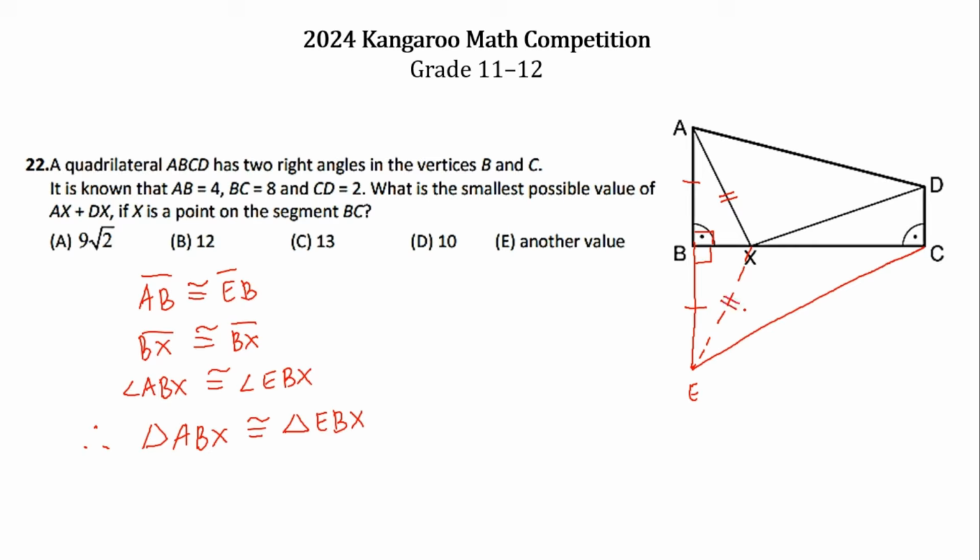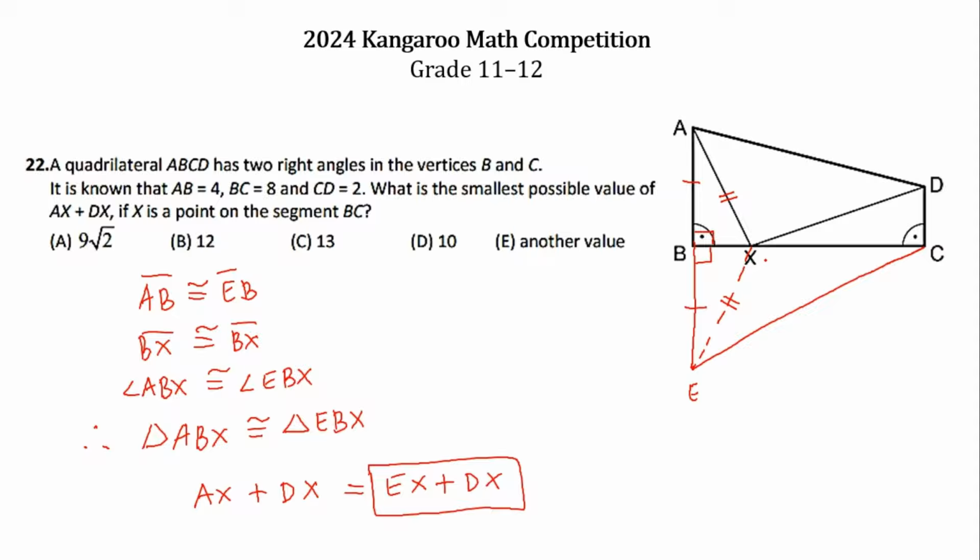And originally we are going to find AX plus DX, the minimum possible value of AX plus DX, right? So AX plus DX, since AX is equal to EX, must be equal to EX plus DX. Okay? So if you can find the value of EX plus DX, then that's also the value of AX plus DX. So why did we construct all these additional parts? Take note that it's easier to find the minimum value of EX plus DX.